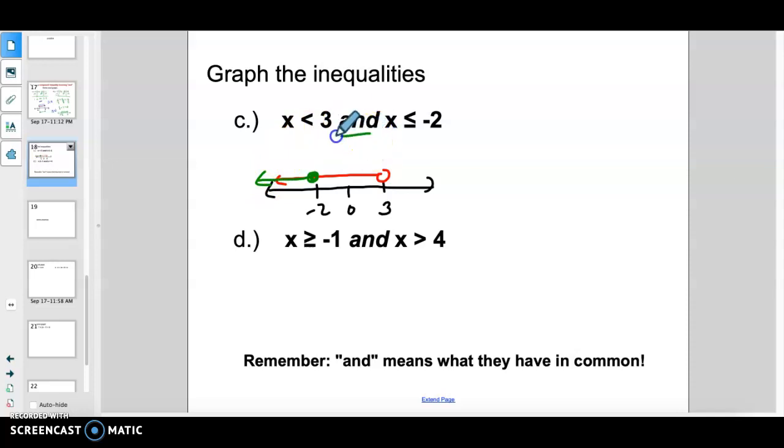Because AND is what they have in common, where they overlap each other, we're going to erase anywhere where they don't overlap. Here they don't overlap at all, so our inequality is going to start here at -2 and then go forever to negative infinity.